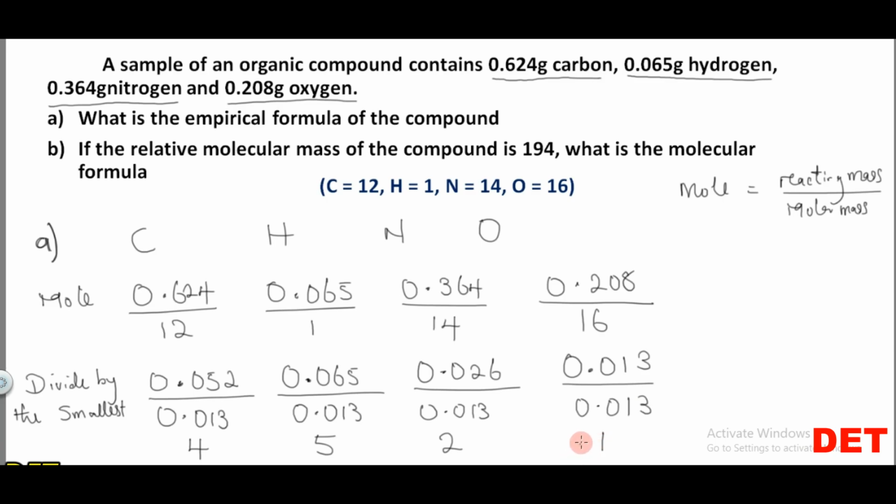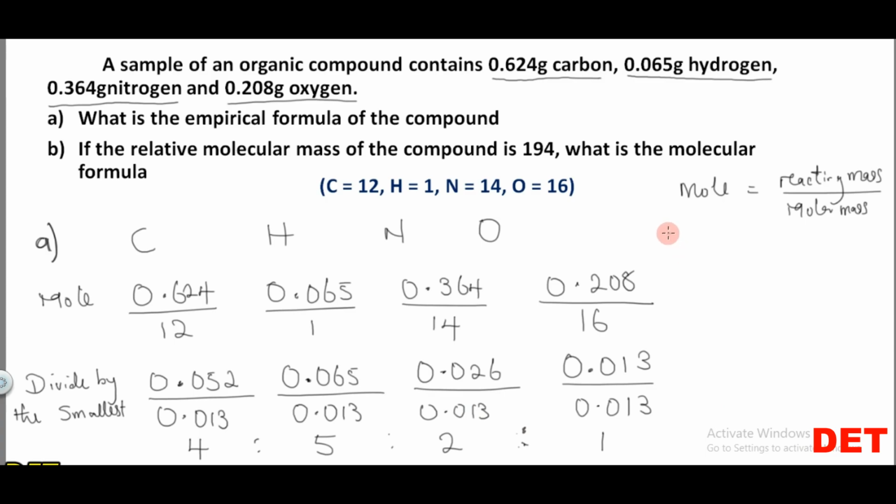All right. So this is the ratio of carbon to hydrogen to nitrogen and to oxygen in this compound. So we have 4:5:2:1. So we have 4 carbon, ratio 5 hydrogen, ratio 2 nitrogen, ratio 1 oxygen in this compound.